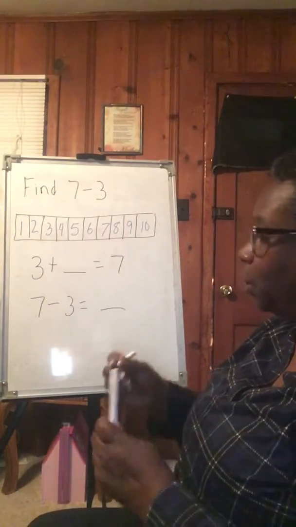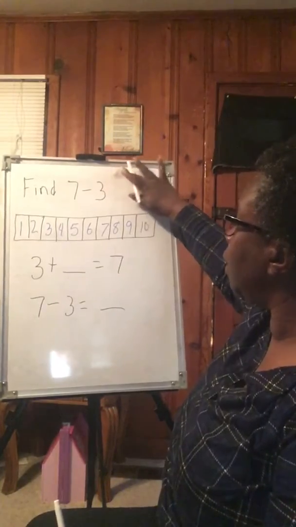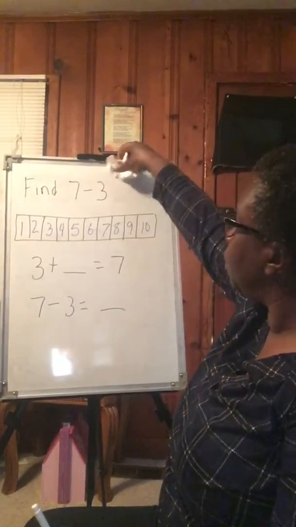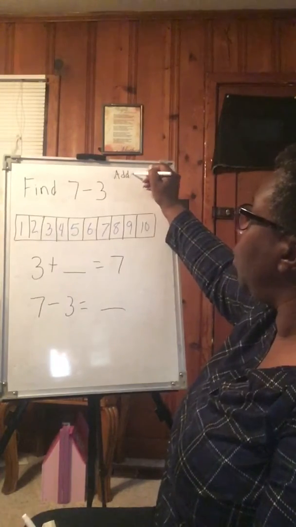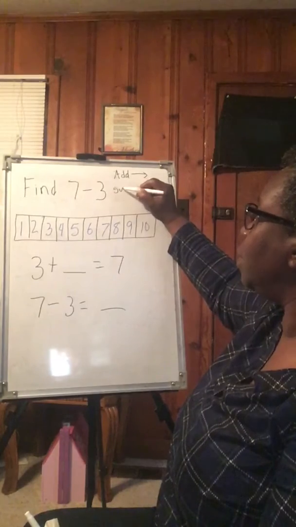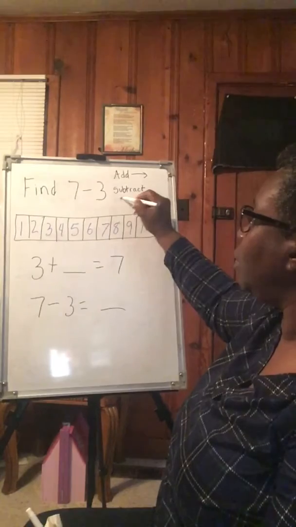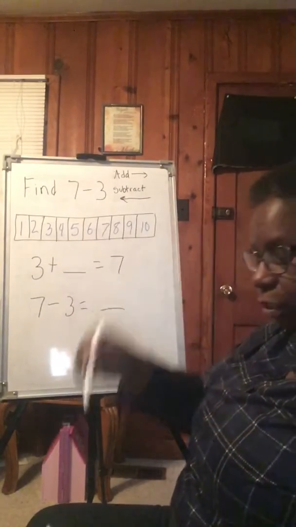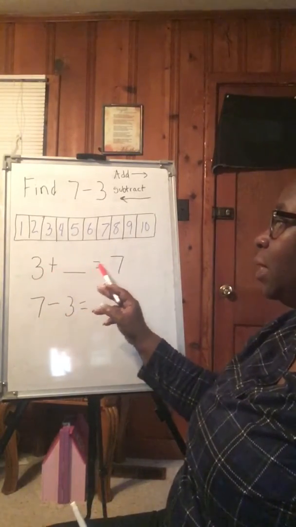And don't forget, when we add, we move to the right, going up. When we subtract, we go this way. We go down. Okay, so add, you're going up. Subtract, you're going down. Okay, so our number is 3 plus blank equals 7.